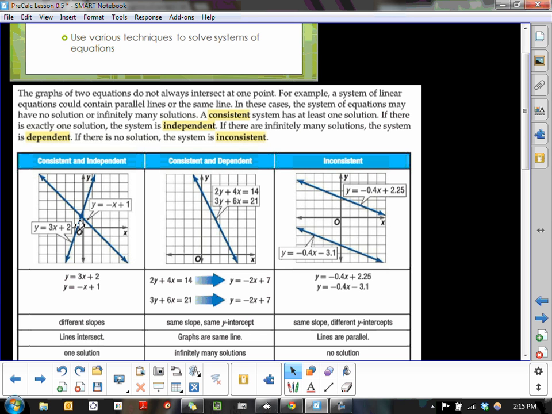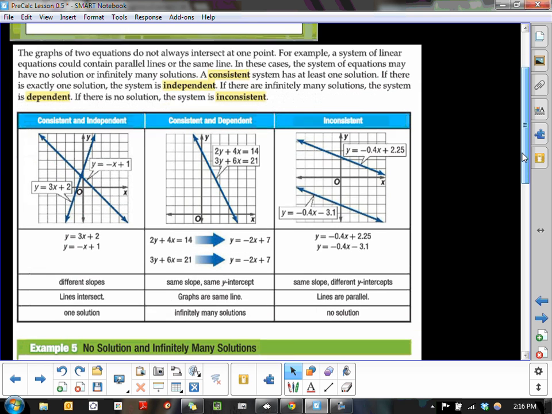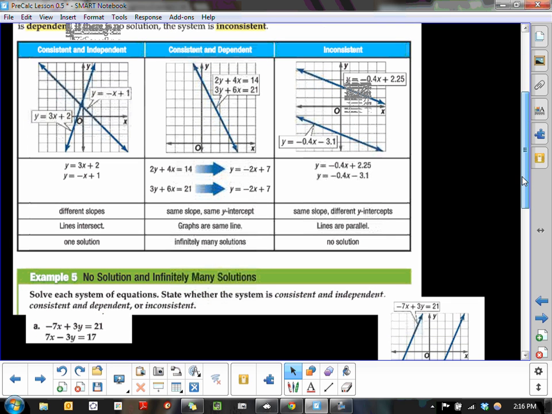If they have a solution, if they have some point of intersection, they're always going to be consistent. If they're consistent and they have one solution, then it's consistent and independent. If they're consistent and they share an infinite number of solutions, then they're consistent and dependent. If there are no solutions, in the case where the lines are parallel, then it's an inconsistent system.